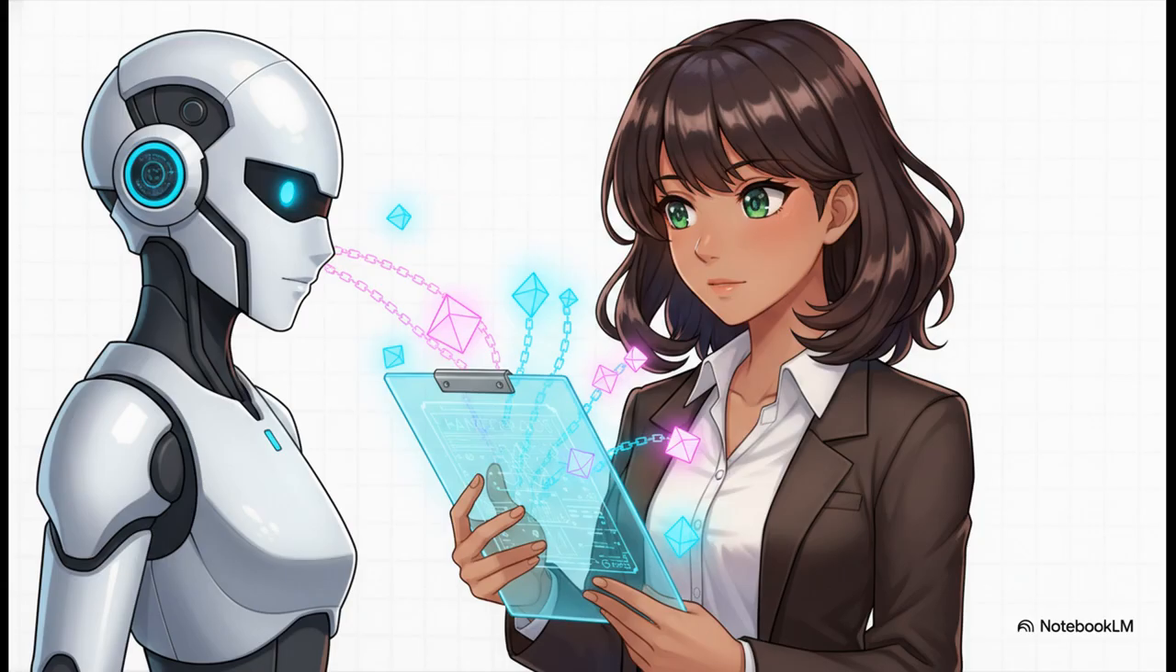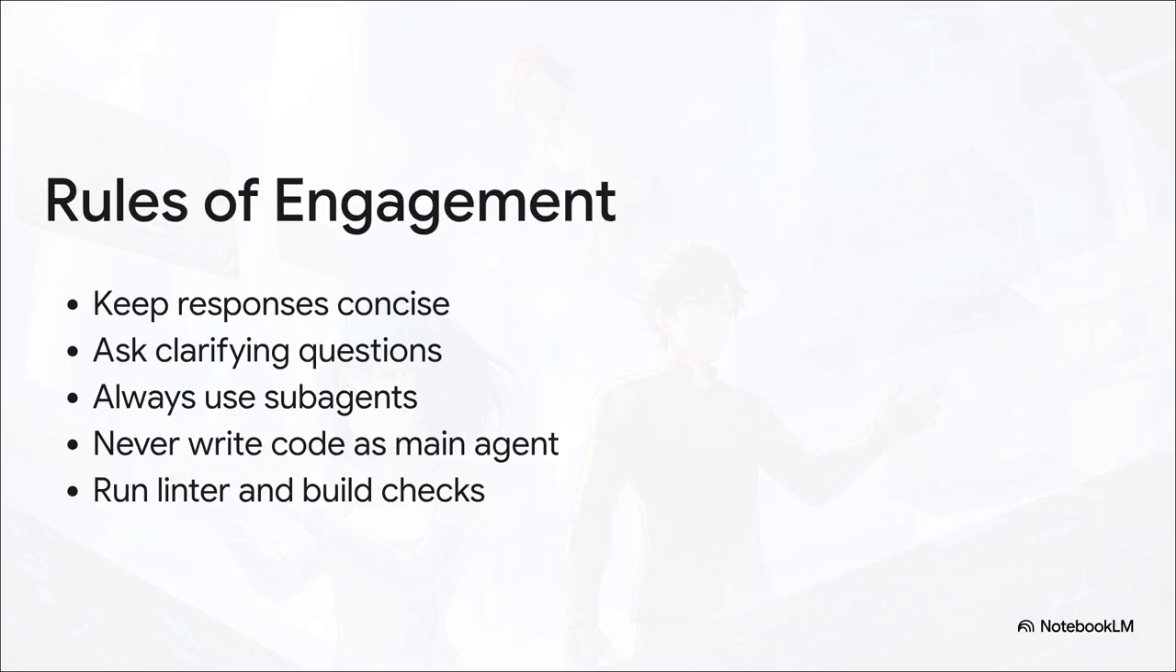To see this in practice, let's look at the actual rules of engagement you'd toss into that agents.md file. We tell it to keep responses concise, so we don't waste precious tokens. We tell it to ask clarifying questions during planning so it doesn't just guess our tech stack. But pay attention to those middle two rules. They are the absolute secret sauce of this entire setup. Always use subagents for implementation and never write code as the main agent. You are strictly commanding the main agent to act purely as a project manager. It coordinates the work, but it is explicitly forbidden from actually writing the code itself.